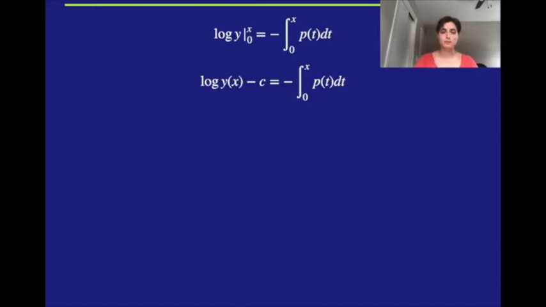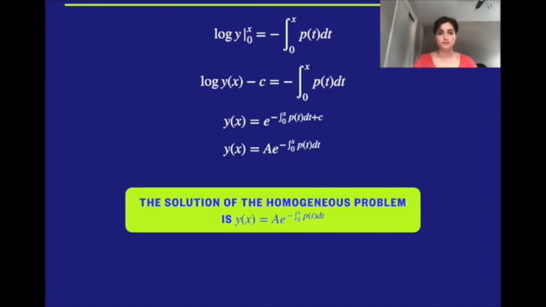So we're going to put explicitly c as a constant that drags in the logarithm of y at 0. And now that we have that, because we want to solve for y, we want to get rid of the logarithm. So we shift c on the other side, and we exponentiate both sides. Now we have e to the integral of minus p(t) dt plus a constant. Well, we can drag that e to the c out of it and just put a constant a in front of everything. So this is the solution of the homogeneous problem.